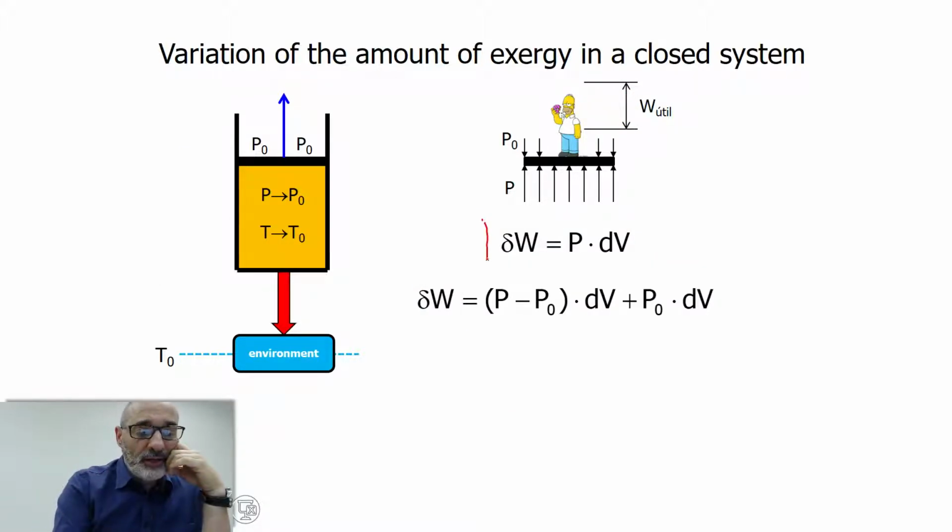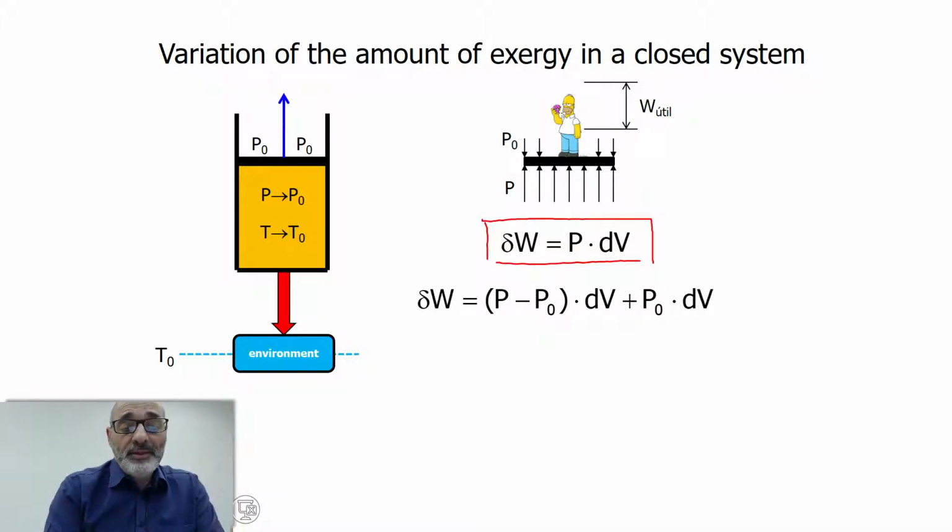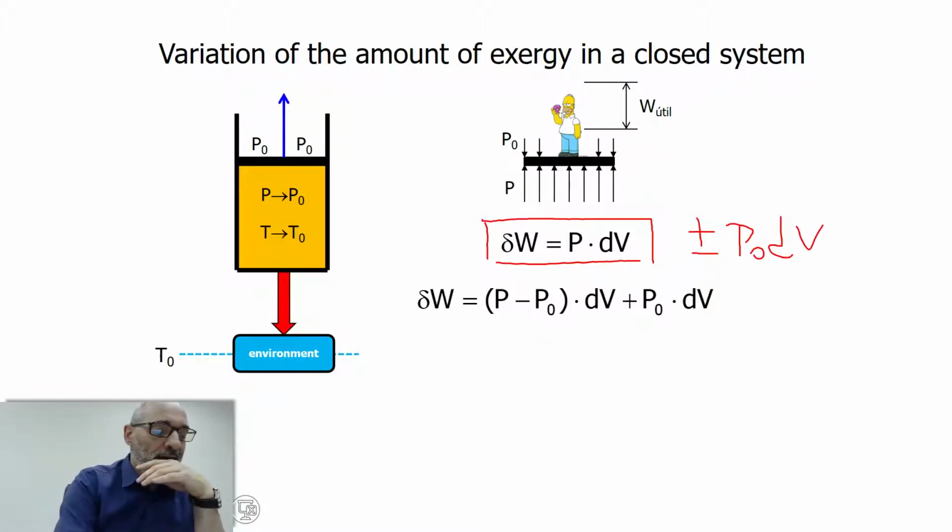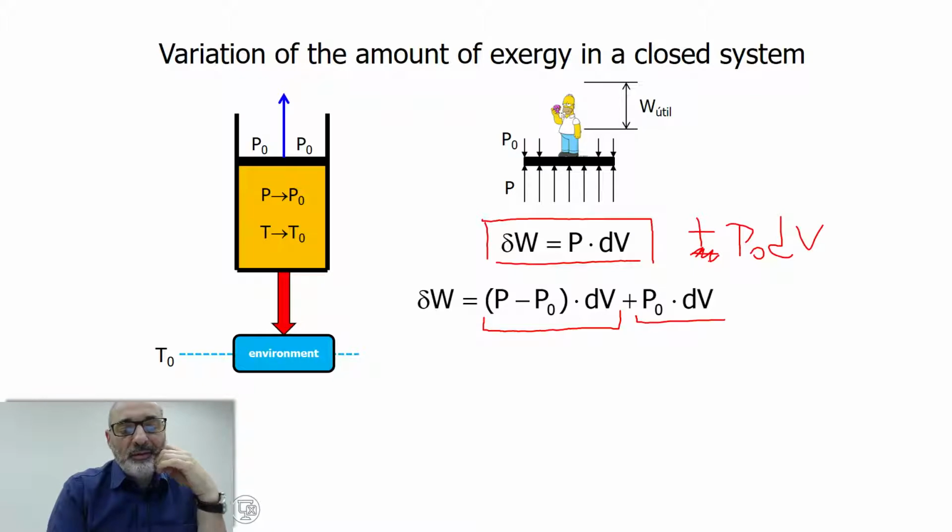This is the work produced by the system. And now I'm simply adding plus or minus P0 dV in this formula, and we obtain the formula down here. By doing this, I can make some rearrangements and write (P minus P0) dV, so the minus is already used, and it remains P0 dV. So let me ask you, what is (P minus P0) dV?